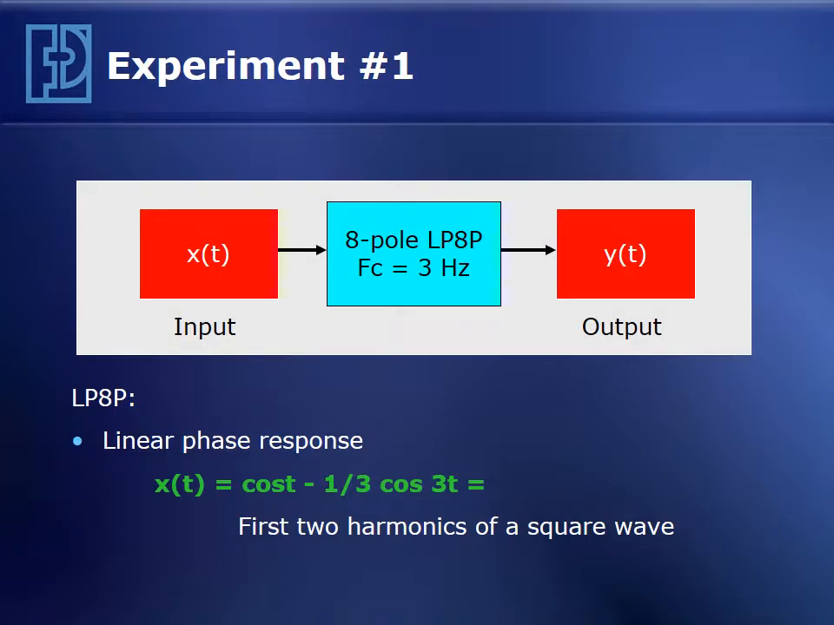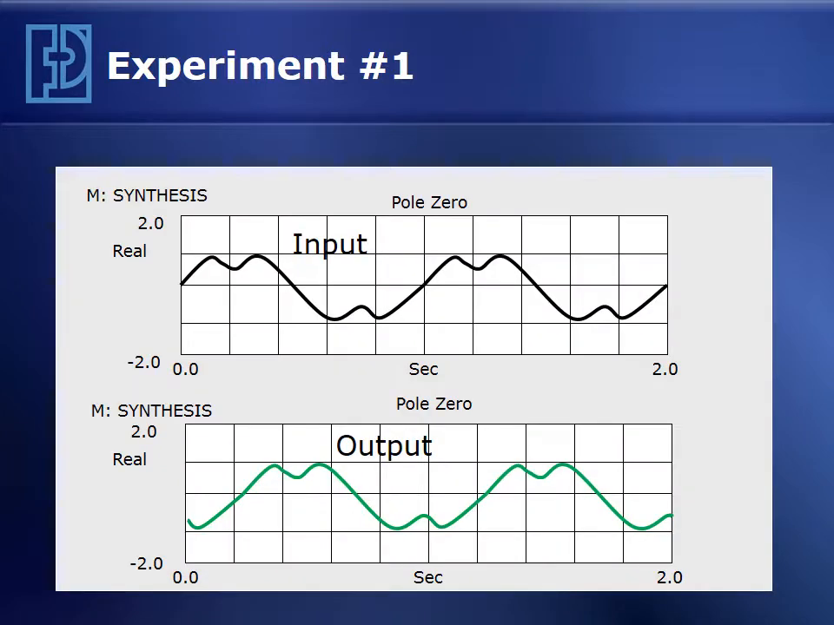We can do a couple experiments to demonstrate why linear phase is important. And what we're going to do is take a pulse mode filter with a cutoff set at 3 Hertz, and we're going to put in a hypothetical waveform that's comprised of the first 2 harmonics of a square wave, the fundamental and third harmonic. And we'll look at the output on an oscilloscope. If we do that, we see that the input and output are shifted in time with respect to each other. The time shift is equal to the phase delay of the filter.